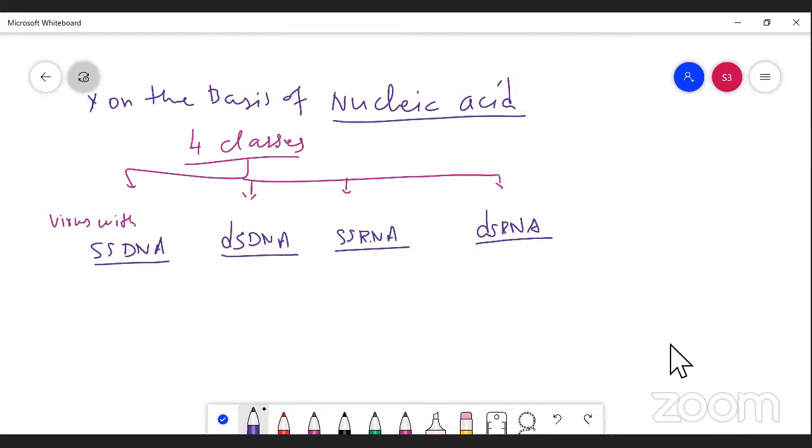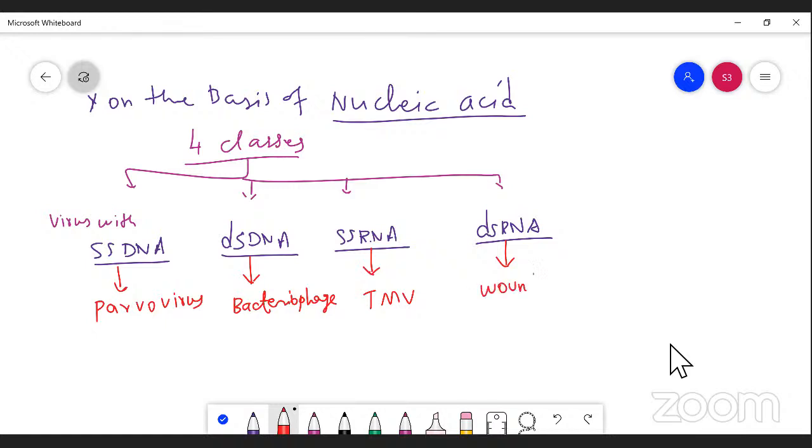Single stranded RNA viruses possess either positive sense or negative sense RNA. Examples: parvovirus for single strand of DNA; bacteriophage for double strand of DNA; tobacco mosaic virus for single strand of RNA; and wound tumor virus for double strand of RNA.